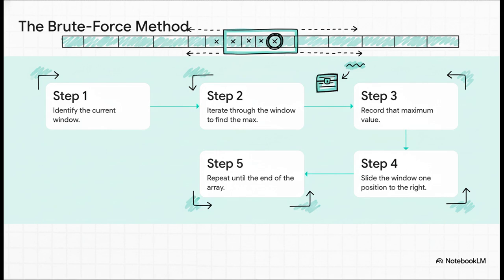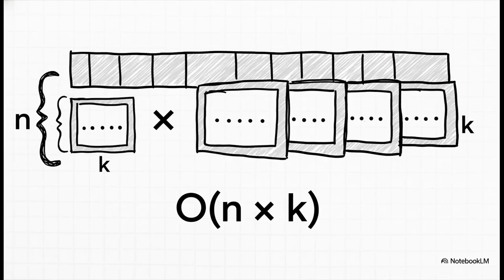It looks at the first window, scans through all K elements to find the max, records it, and then slides the window over and does the exact same thing again. And again, and again, until it hits the end. It's simple, it's logical, and it definitely works. But there's a huge catch. And that catch is speed.